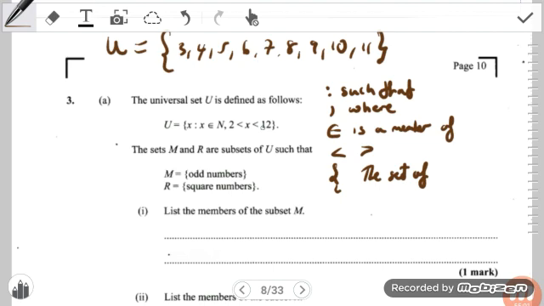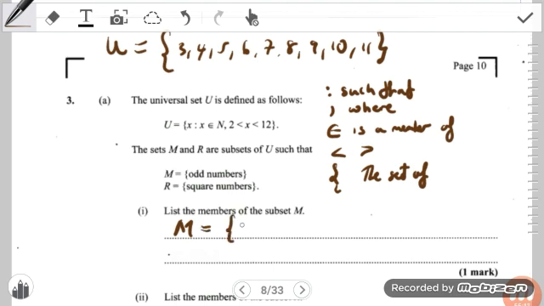so there are members in U that will make up M, and there are members in U that will make up R. But here's what they said about M. M is the set of odd numbers and R is the set of square numbers. So we need to look at set U that we have gotten up here, because we got U based on the fact that this domain here tells us what the U is. So M is all the odd numbers from this set. So M is equal to the set of odd numbers. I know that 3 is an odd number, 5 is an odd number, 7 is an odd number, 9 is an odd number, and 11 is an odd number. Very good. So that's set M.